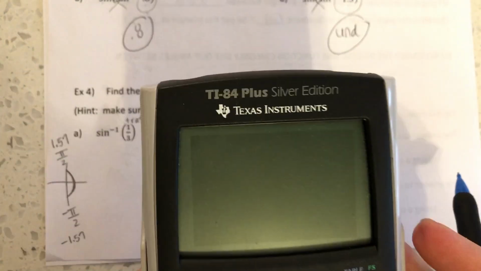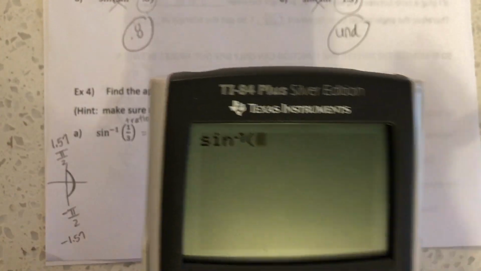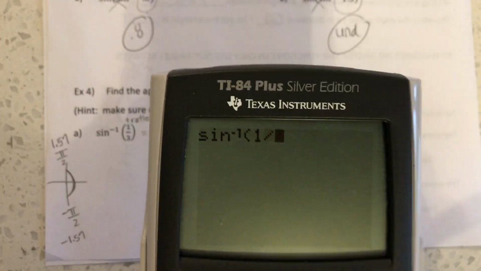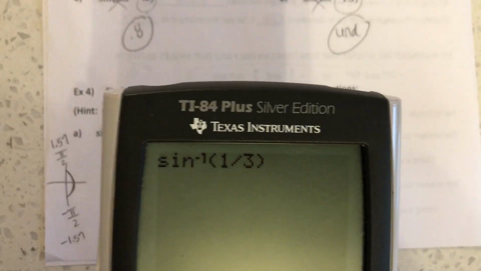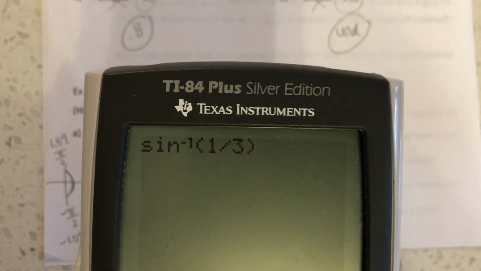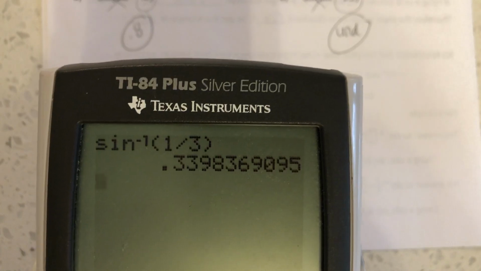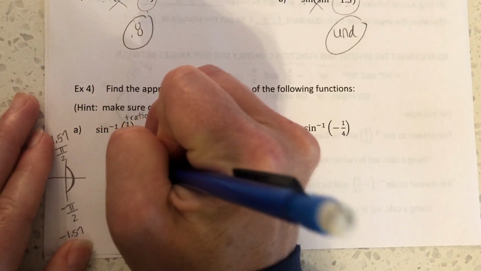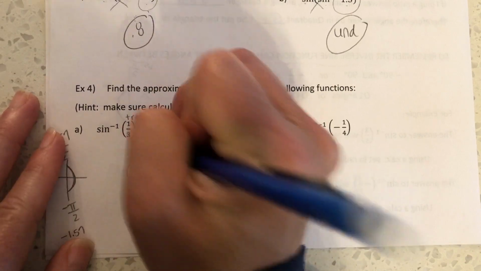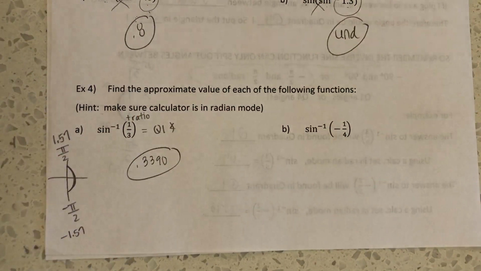So let's ask our calculator, what is the inverse sine of 1 divided by 3? And I'm telling you, it's going to say something between 0 and 1.57, some quadrant 1 angle. And it does. It's about 0.3390 radians. And that's the angle. And again, it's a quadrant 1 angle.